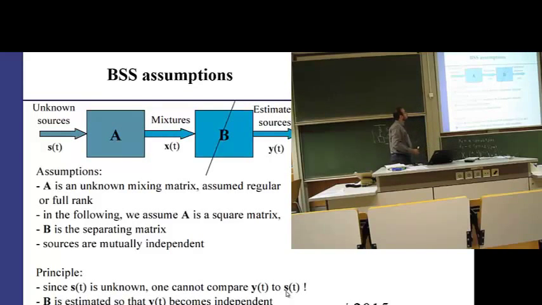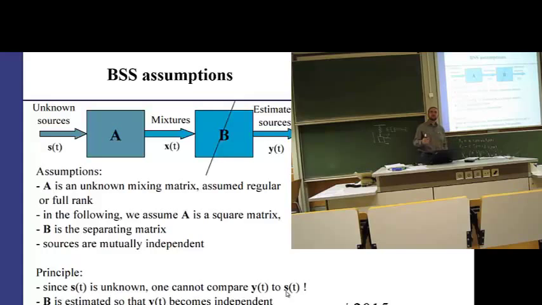What are the assumptions? The first assumption is that the mixing matrix A is full rank or regular, so it's not rank deficient. Well, we are just in the emerging theory, so it's better to start with the simplest case. If we can find a solution, then we can generalize it to other worse conditions. In the beginning, for blind source separation, they assume that the matrix A is regular or full rank, so there is no rank deficiency.